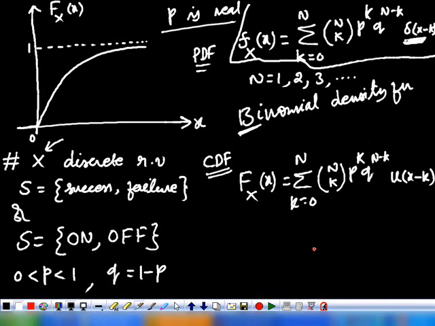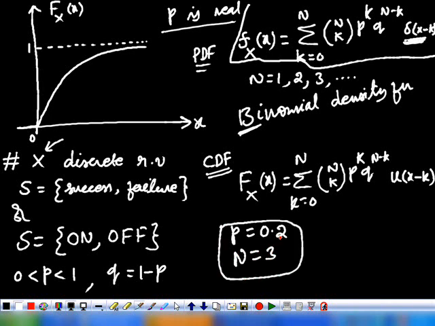So therefore, always remember, when the random variable is discrete, its probability density function is represented in terms of unit impulse functions, and the distribution function is represented in terms of step functions. Now we try to plot these two functions. For that purpose, we don't know the values of p and n, so let us assume p is equivalent to 0.2 and n is equivalent to 3.